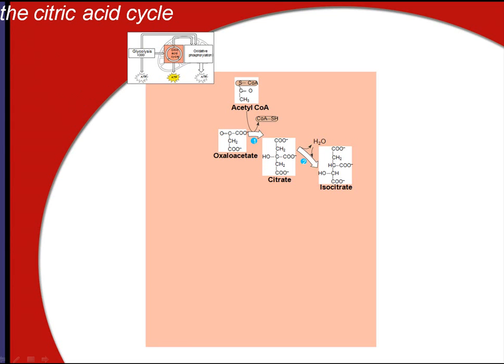So let's look at the citric acid cycle in a little bit of detail as well. We start with acetyl coenzyme A and oxaloacetate. Oxaloacetate is a 1, 2, 3, 4 carbon sugar. Acetyl-CoA is a 2 carbon sugar. When they combine together, we create a 6 carbon sugar known as citrate, or citric acid. This is where we get the name, the citric acid cycle.